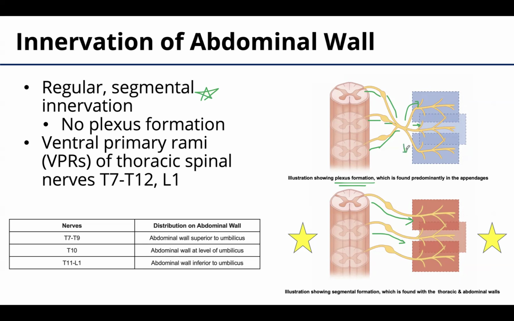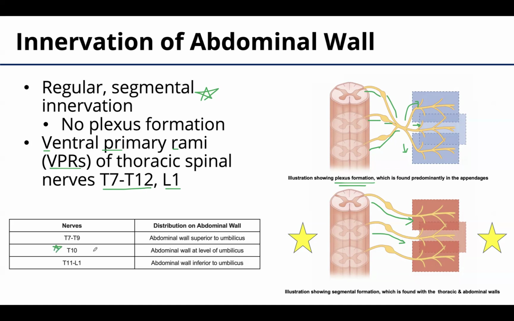But again, it is this more segmental innervation that you see in the abdomen. Specifically, it will be the ventral primary rami, or the VPRs. We'll talk more about this concept in the next session. So it's these first anterior branches of the thoracic spinal nerves, 7 through 12, so T7 through T12, as well as the first lumbar spinal nerve, or L1.